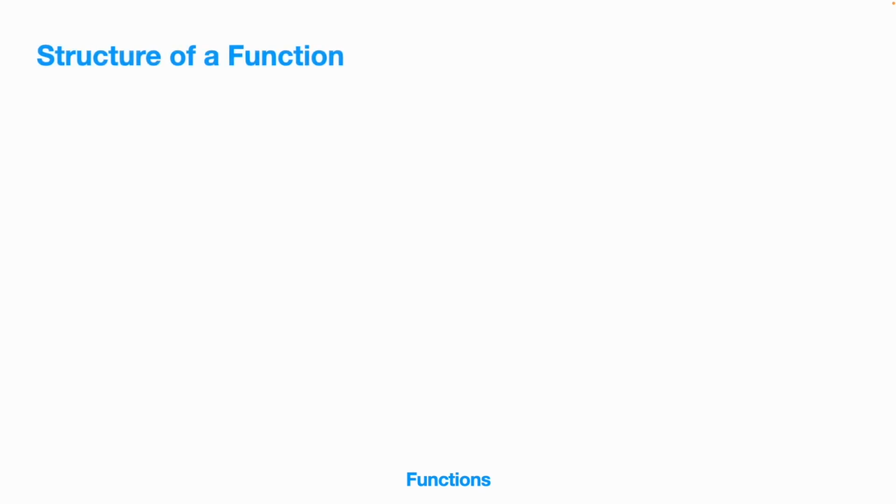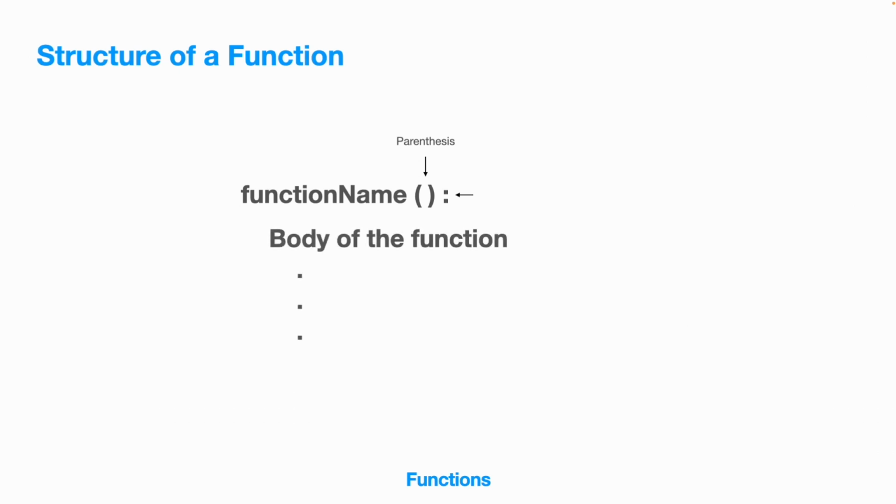Now let's take a look at the structure of a function. So first off, you have your function name followed by the parentheses, which are the opening and closing curved brackets, which also tell you that something is a function. And then your colon. The colon is where your function definition basically begins. After that, under this line, you have the body of the function, which is basically the group of lines of code that belong to this function.